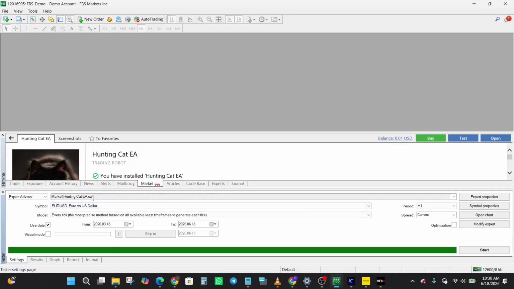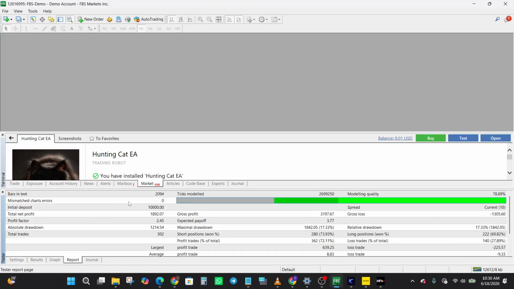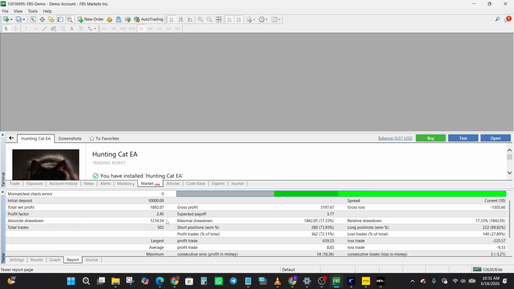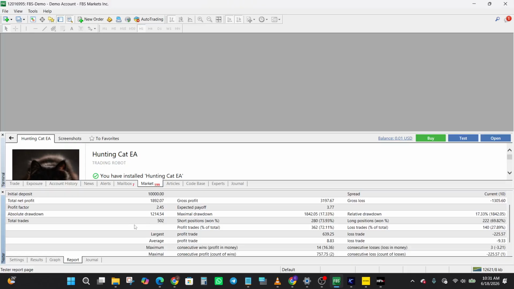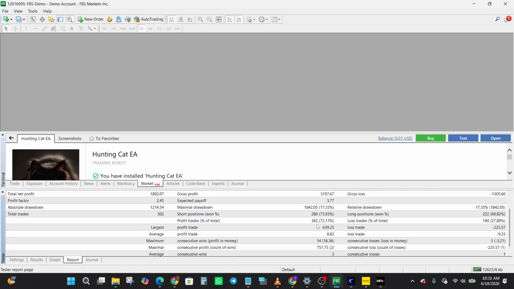Let us see how the Hunting Cat EA performed on Euro USD on the H1 time frame over the past 3 months using the every tick model. Okay, so I'm just going to go to the reports right away, and I can see that from an initial deposit of $10,000, the total net profit was 8,892.07. 502 trades were taken, out of which 362 were profitable.